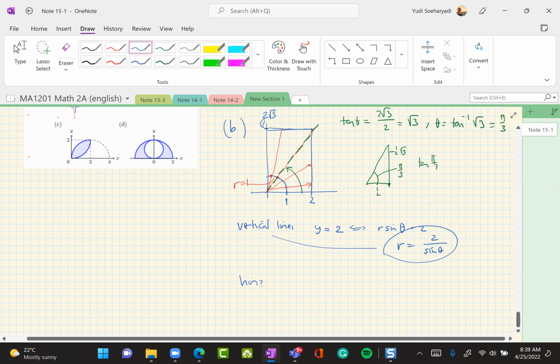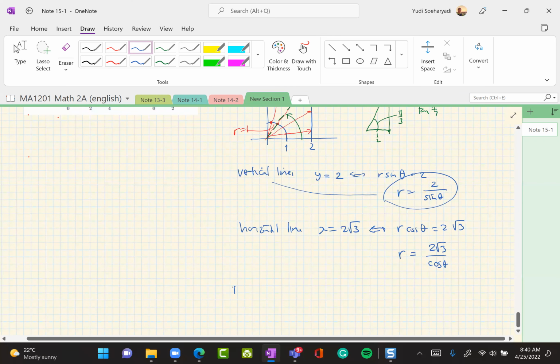In horizontal lines, x equals 2. So if you replace x, this r cosine theta is just 2. So r here is 1 over this.